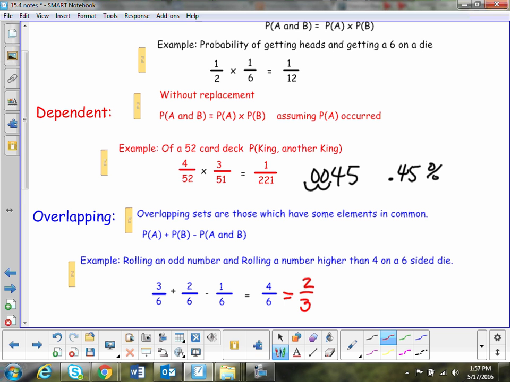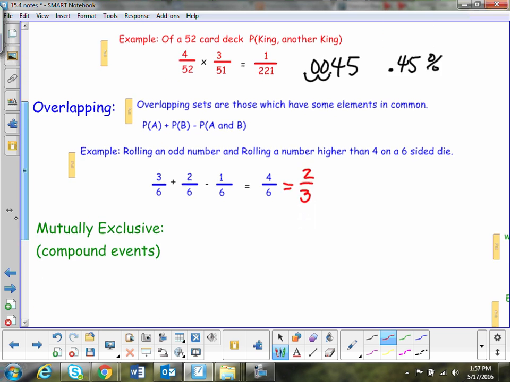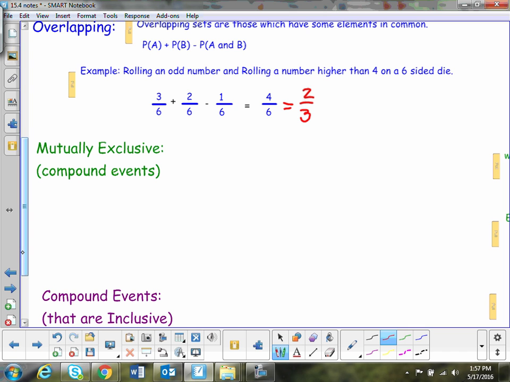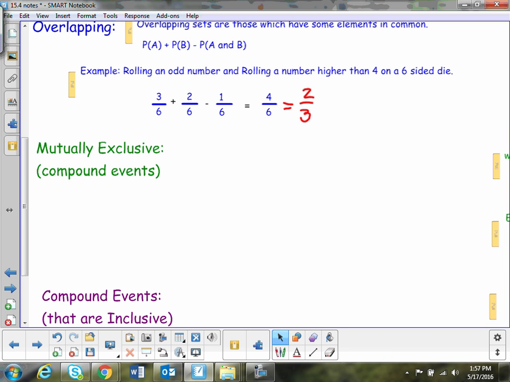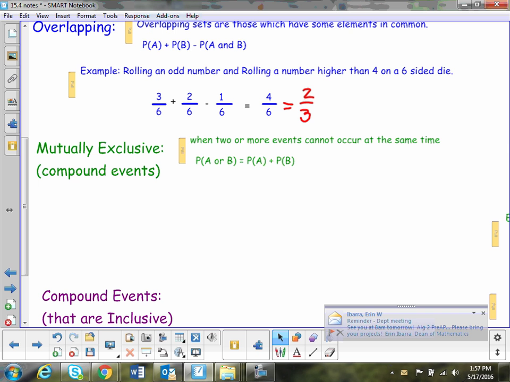Okay, so that's overlapping. The next one is a compound event that is mutually exclusive. So here's the definition: when 2 or more events cannot occur at the same time.